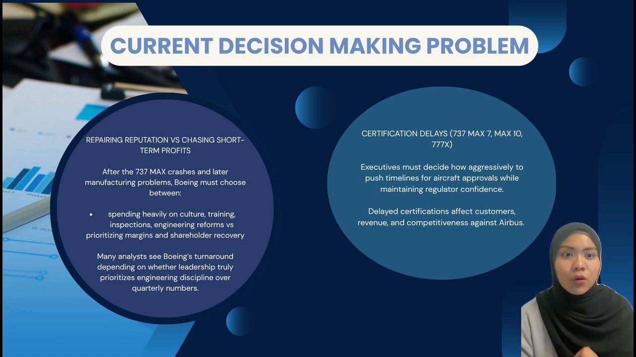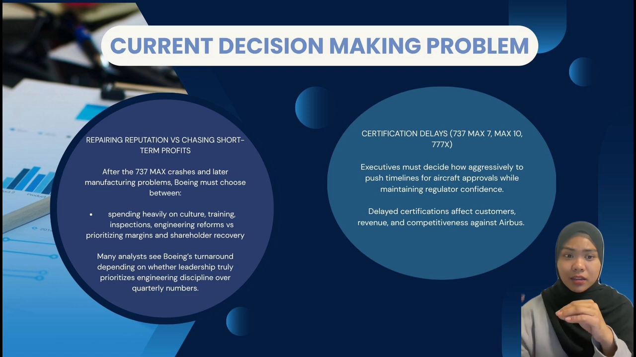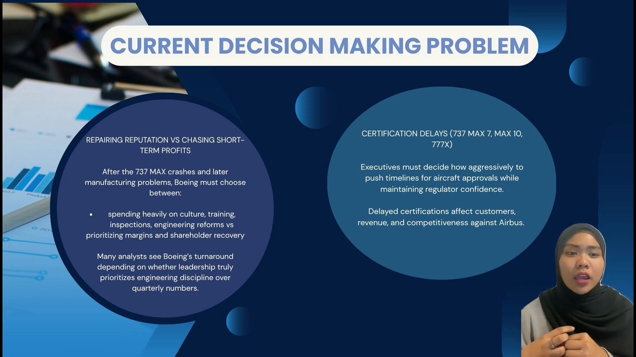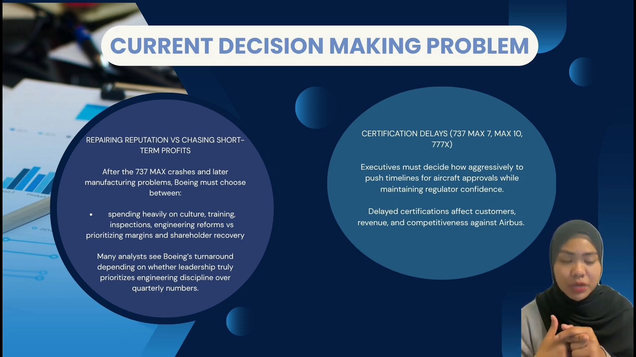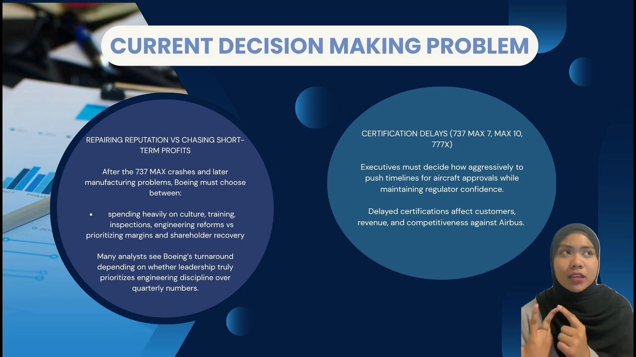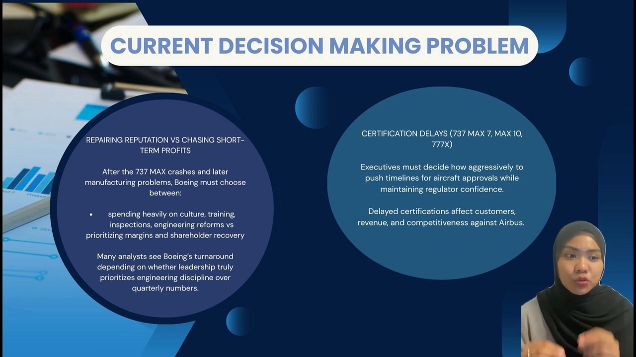The first path is all about playing a long game. It means spending a massive amount of money to fix their internal culture, and it's talking about better training, slower and stricter inspection, and letting their engineers speak up. It costs a lot because it's too expensive, and it slows everything down, but it is the only way to win the public trust back.